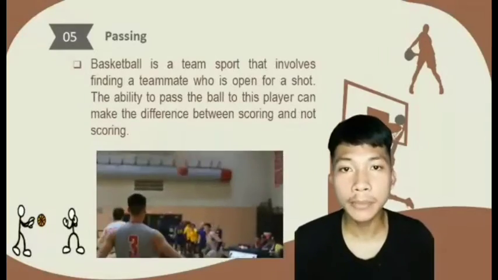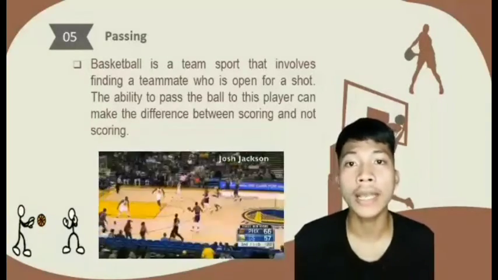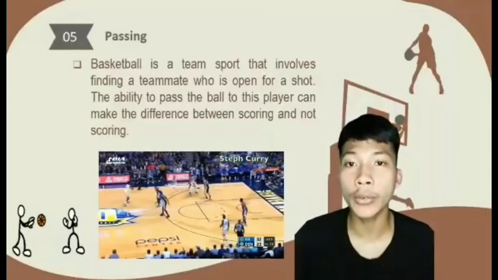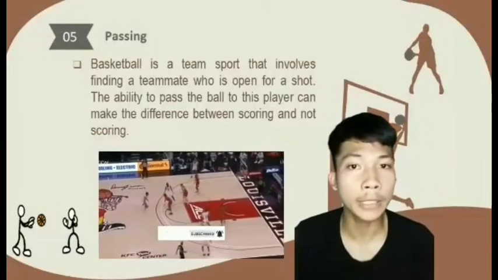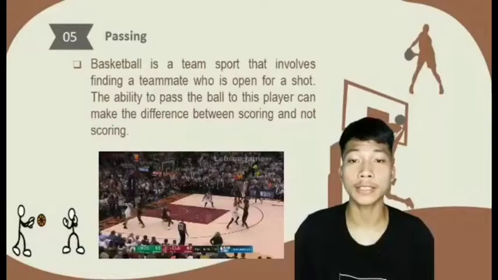Passing. Basketball is a team sport that involves finding a teammate who is open for a shot. The ability to pass the ball to this player can make the difference between scoring and not scoring. Great passers are an important part of the basketball team and are often the ones who set up scoring opportunities.